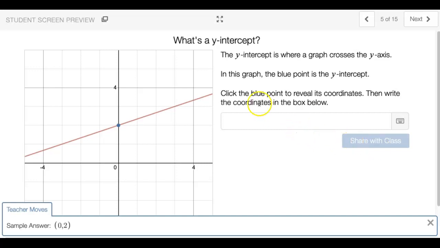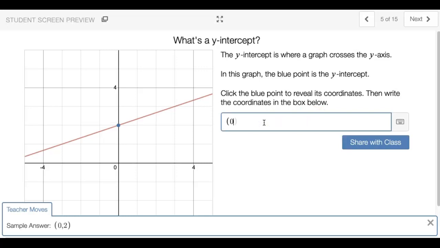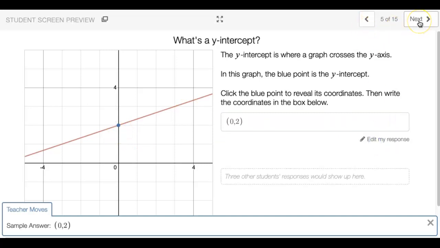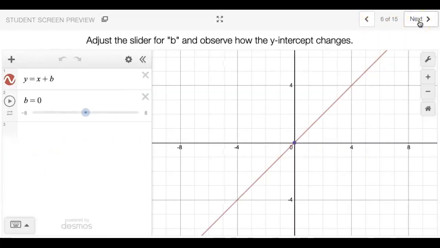Looking back at the taxi fare, when we have a 0-kilometer input, that's our starting point. We had a 70 peso fare, so there's an example. Click on the blue point that reveals it, then write the coordinates in the box below. What was that? That was at 0 and 2, for this one here. You can share it with the class if you want. Up to you.